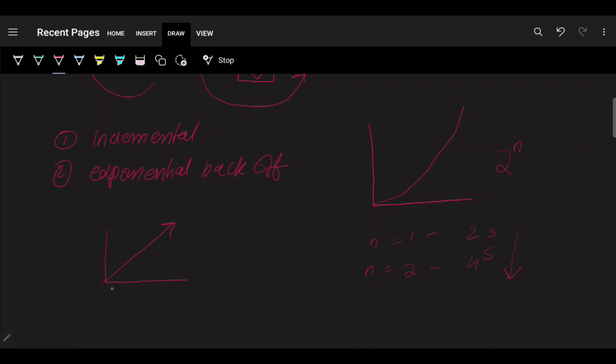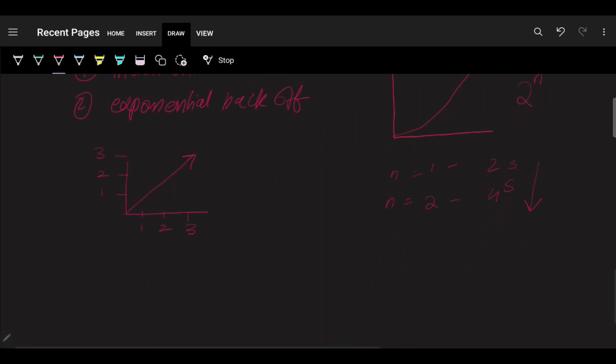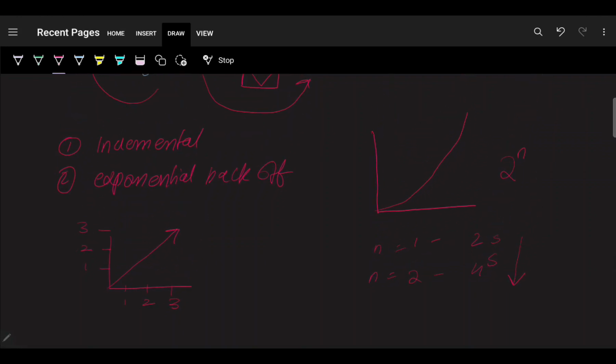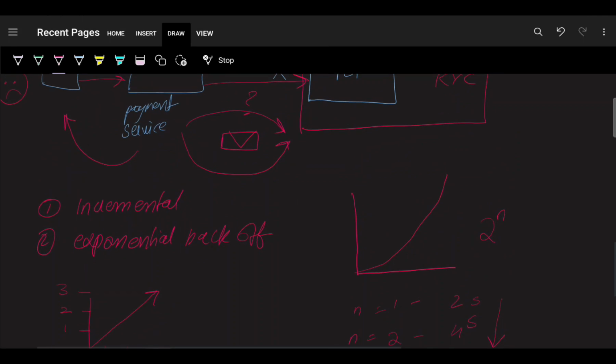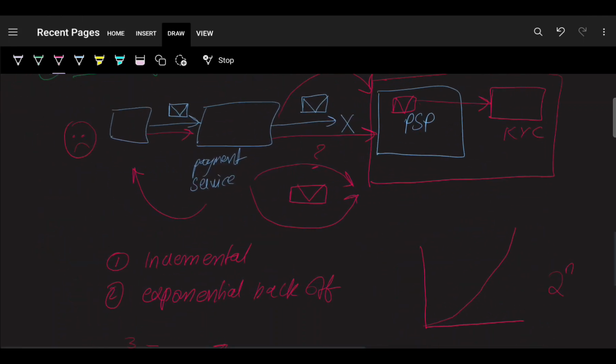So if you're on 1 second, if nothing happens, then the next you wait for 2 seconds, and if nothing still happens, then you wait for 3 seconds. So it's sort of incremental. But I think the exponential backoff makes more sense in terms of the wait time. Meanwhile, you can just show the users the thing that they love the most, which happens to be the loader.